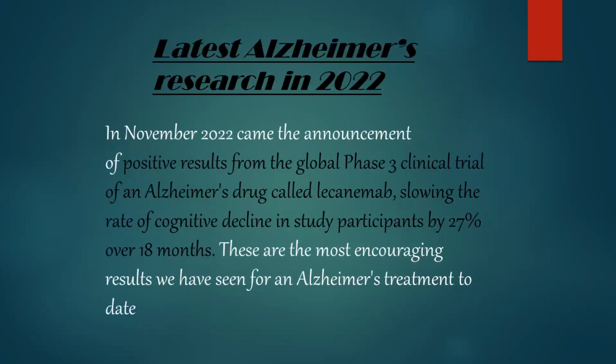What is lecanemab? Lecanemab is approved for the treatment of early Alzheimer's disease. Lecanemab has received accelerated approval as a treatment for early Alzheimer's from the US Food and Drug Administration.